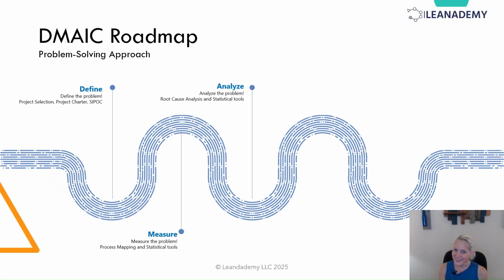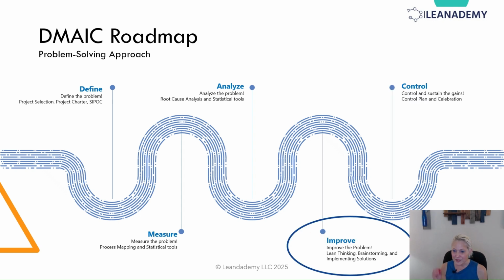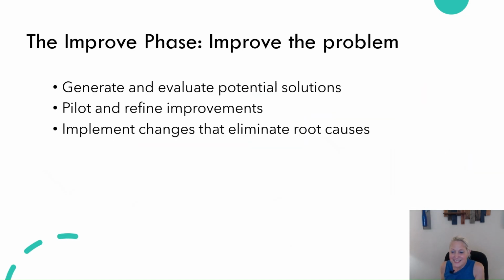All right, we've already gone through define, measure, and analyze. Now we're going to concentrate on the improve phase. So basically in improve, we are going to improve the problem, right? So we identify what's causing the real issues. Here we generate and evaluate potential solutions, and we pilot and refine those improvements, and then we implement those changes to eliminate those root causes.